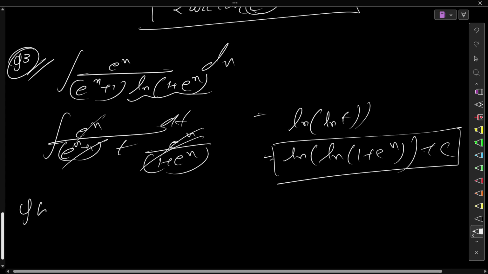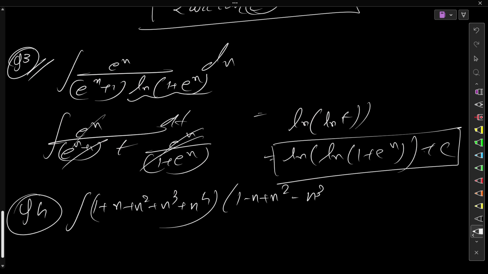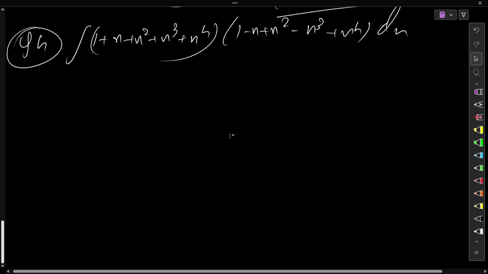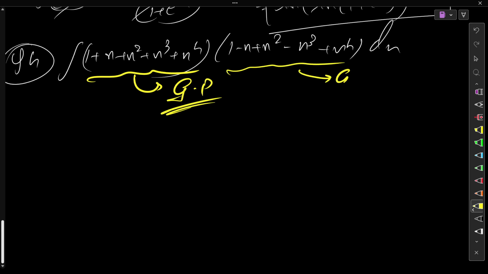Question number 4. The integral of (1 plus x square plus x cube plus x to the power of 4) over (1 minus x plus x square minus x cube plus x square) dx. If I observe this carefully, then this is actually a geometric sequence, or GP.